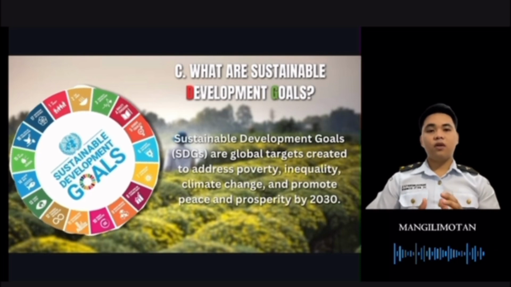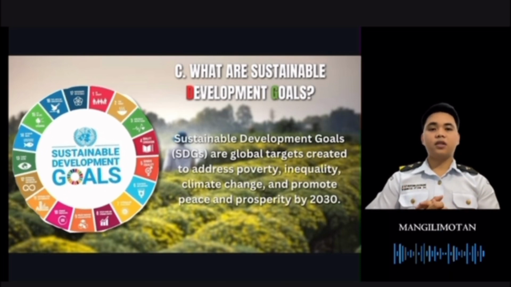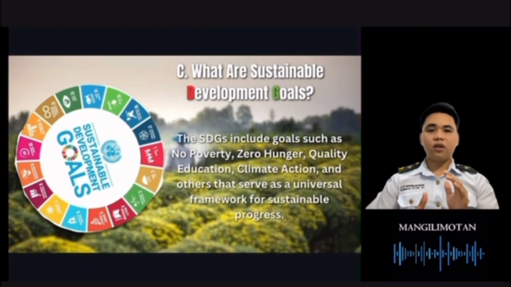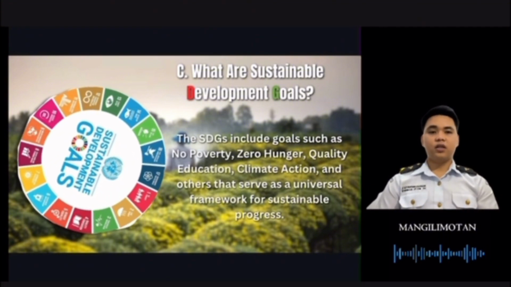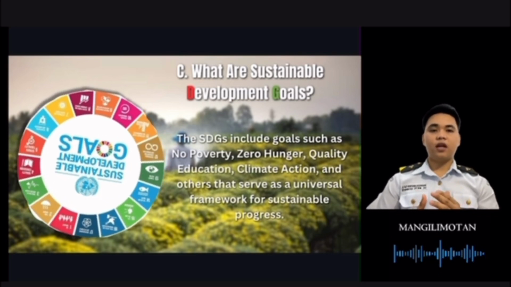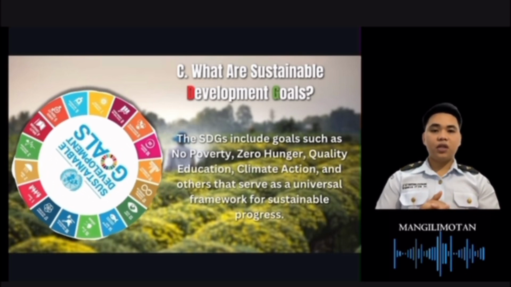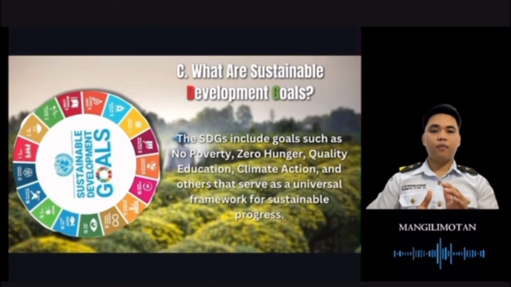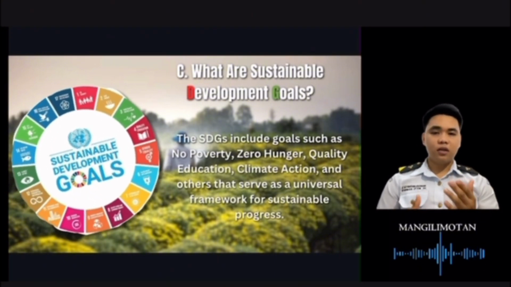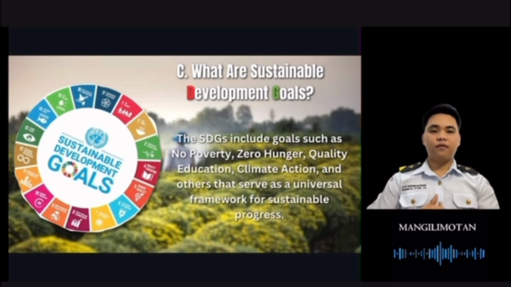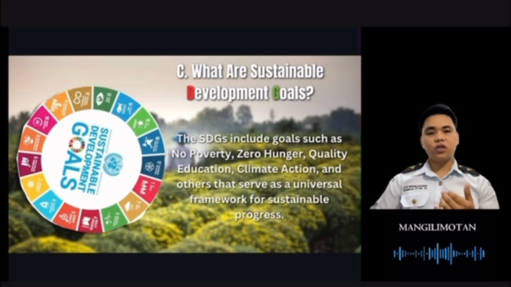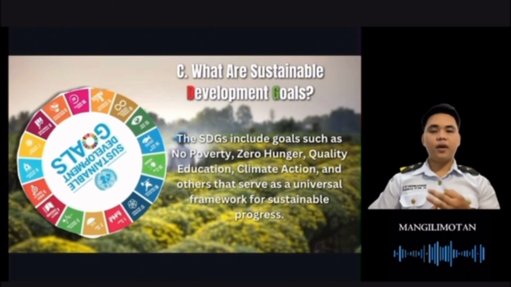In 2012, the Rio Plus 20 conference called for the creation of a new set of universal goals, leading to the development of the 17 SDGs, which were officially adopted by the United Nations in 2015 as the 2030 Agenda for Sustainable Development to replace the MDGs. So the SDGs were adopted by the United Nations in 2015. They evolved from earlier global initiatives to address social, environmental, and economic challenges.